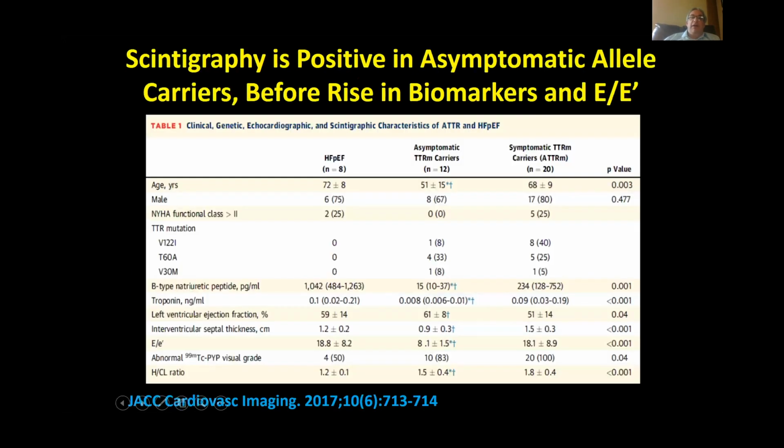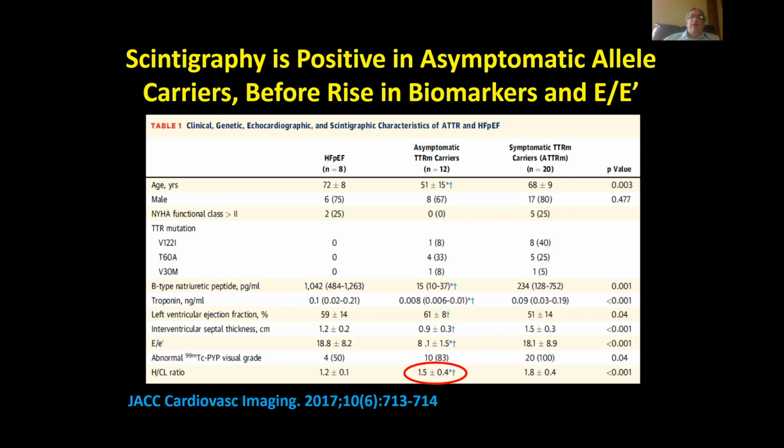In this particular patient, I highlight the data that Rick Ruberg collected, and similar to data that I think Brett showed and Maz showed earlier. And that is that individuals who are asymptomatic allele carriers, or as Brett was showing, individuals who have carpal tunnel, if you leverage a PYP scan, you'll see an increase in the H/CL ratio or uptake, and it's one of the earlier signs of cardiac amyloidosis.